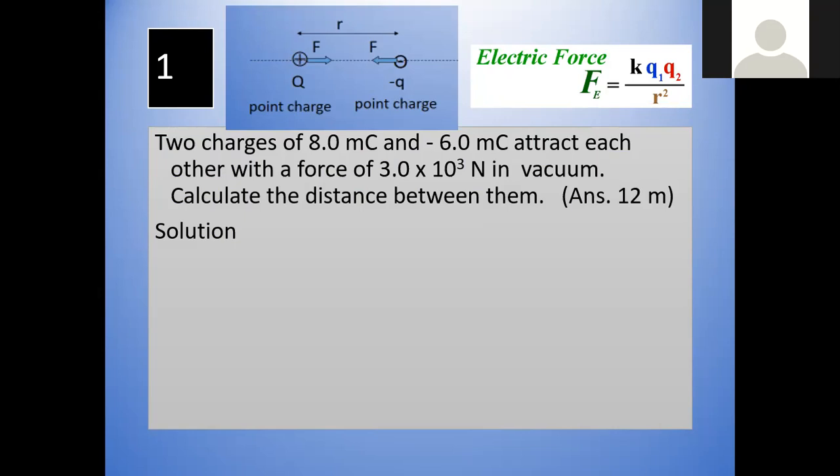Okay, where are 8 and then 6, and then times 10 to the power of negative 3 times 10 to the power of negative 3. That's for Q1, Q2, 8 times 6 times that one, all their charges, and then 4 pi epsilon naught r squared. Find the distance between them. We don't know, but we know the force only, so 3.0 times 10 to the power of 3.